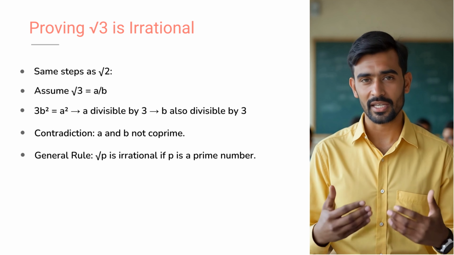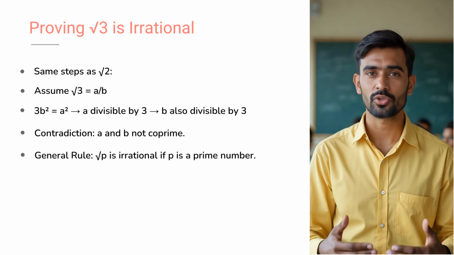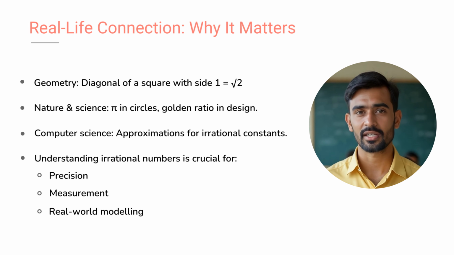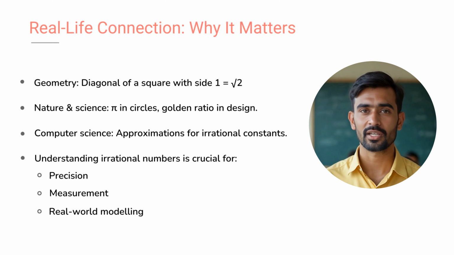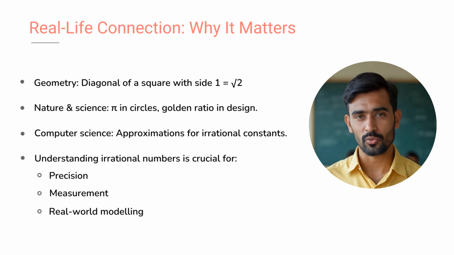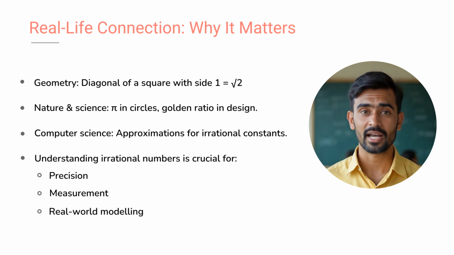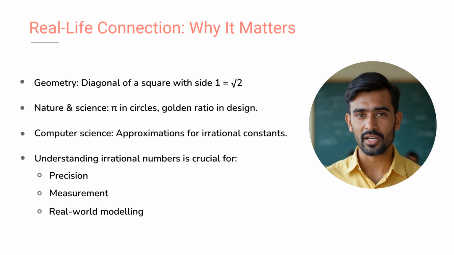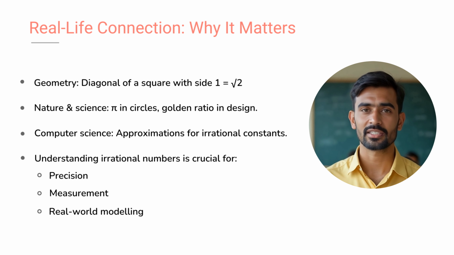In general, if p is any prime number, then square root of p is always irrational. Okay, but where do we see irrational numbers in real life? Geometry is one place. For example, the diagonal of a square with side 1 unit is square root of 2, and that's irrational. You also encounter irrational numbers in science, like the golden ratio and pi in physics, design, and nature. Knowing a number is irrational helps us understand its behavior, especially in calculations, measurements, and even coding algorithms.